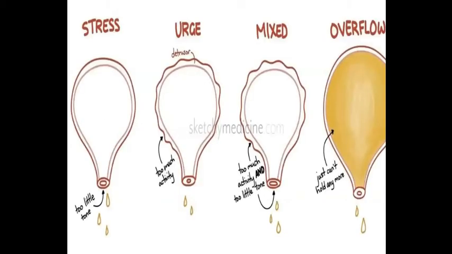This is the pragmatic review of stress, urge, and mixed incontinence. In stress incontinence, there is too little tone, so when the pressure is increased, the patient starts leaking. In urge incontinence, the detrusor is overactive, so when the patient starts to void, it starts leaking before the voiding. And mixed is too much activity with too little tone. And in overflow, the bladder just can't hold any more urine and the patient starts leaking periurethrally.